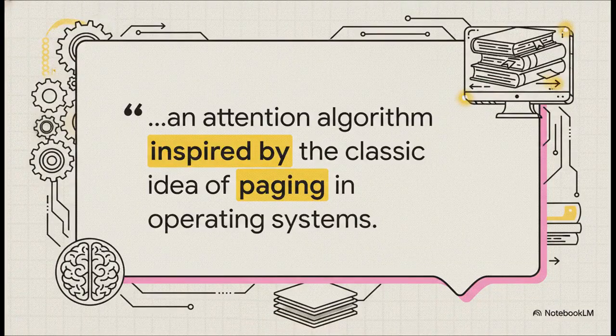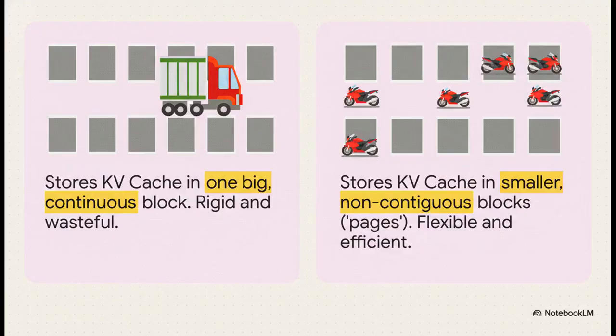And this is just a classic example of where great ideas come from, right? The researchers didn't have to invent a whole new concept from scratch. They looked back decades to a tried and true idea from computer operating systems called paging, and they brilliantly adapted it for the world of AI. The difference here is so intuitive. Think about it like this.